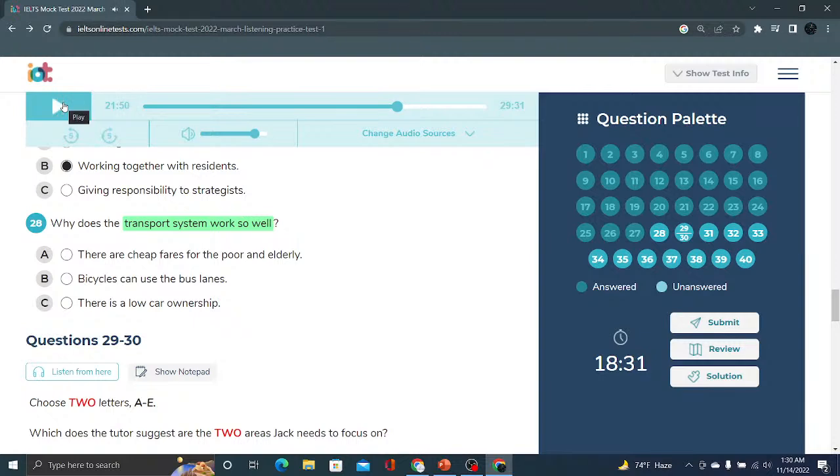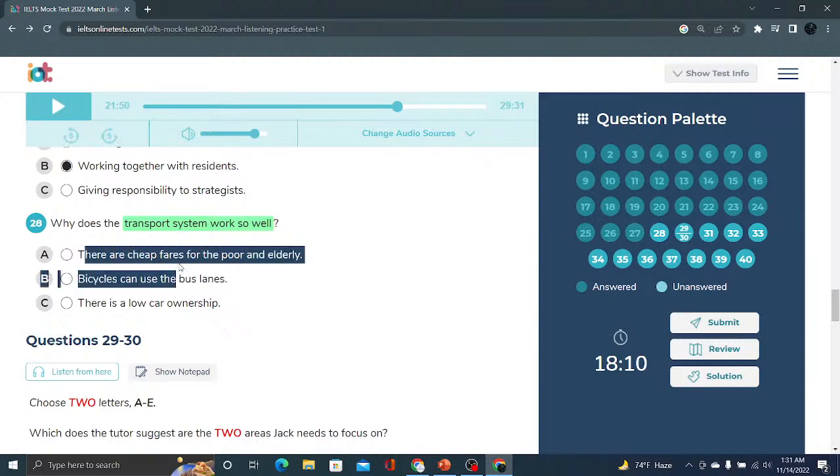There you got the answer. You are saying that this is because poor and elderly residents are able to benefit from a social fare that allows them to use the system for less. What do you think the answer would be?